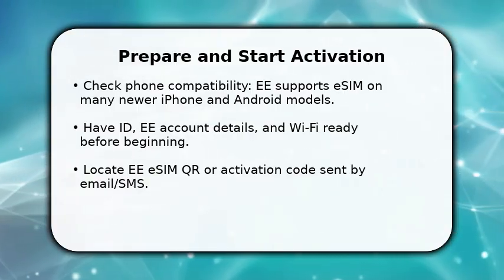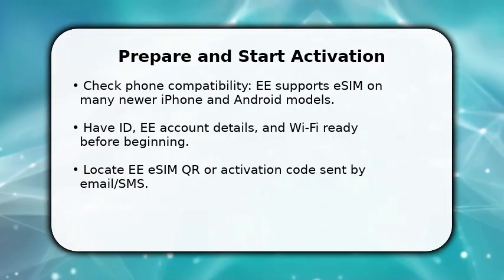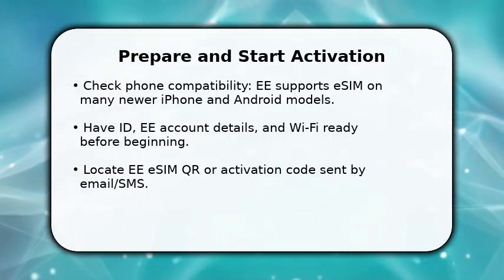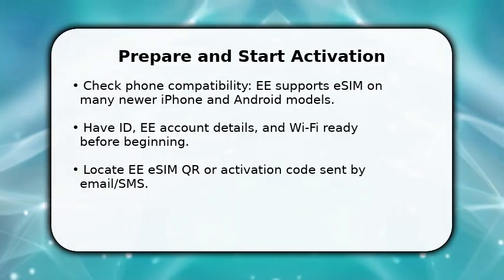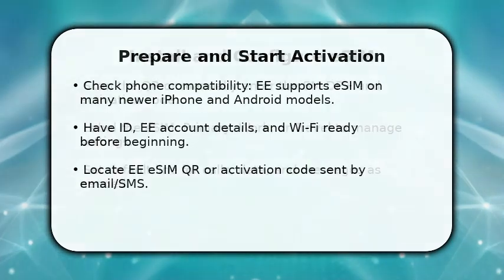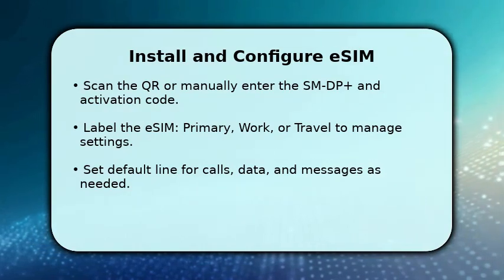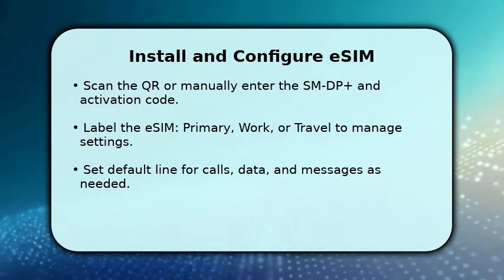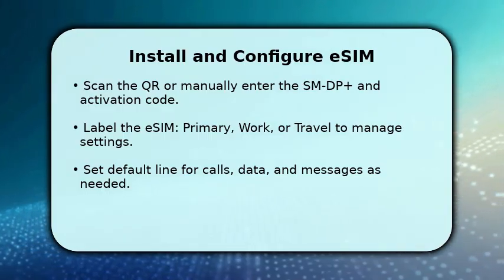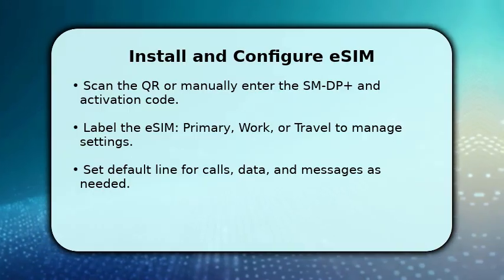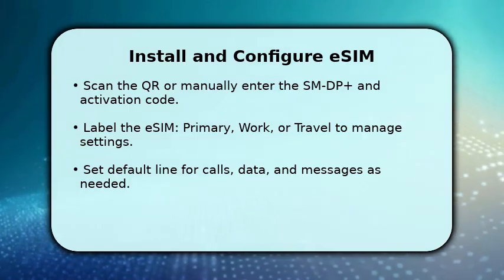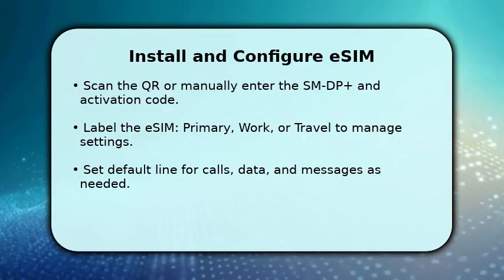Now open Settings and go to Mobile or Cellular to add a new eSIM. Follow the on-screen prompt to scan the QR or enter the activation code. You scan the EE QR code or choose Manual Install and input the SM-DP+ address and activation code. This securely downloads the carrier profile. Once the profile appears, tap Install and wait for the confirmation message.